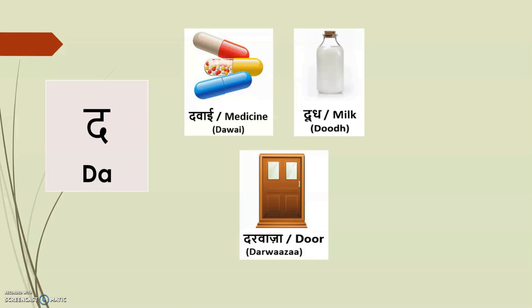So in the first picture, medicine in Hindi is called dawai. In the second picture, we can see milk, which is called doodh. And in the third picture, we can see a door, which is called darwaza in Hindi. All these three objects begin with the letter dh.